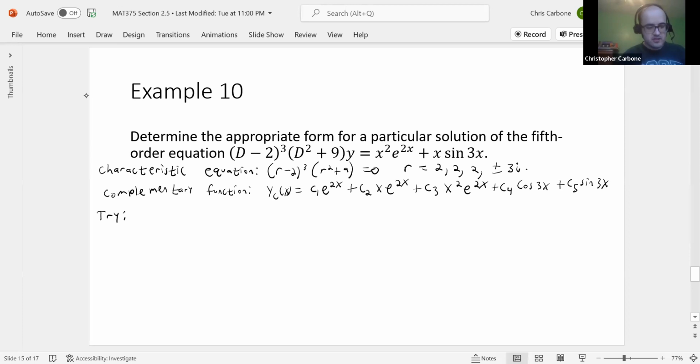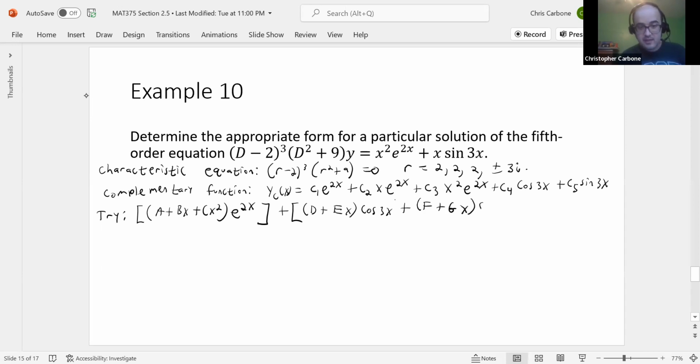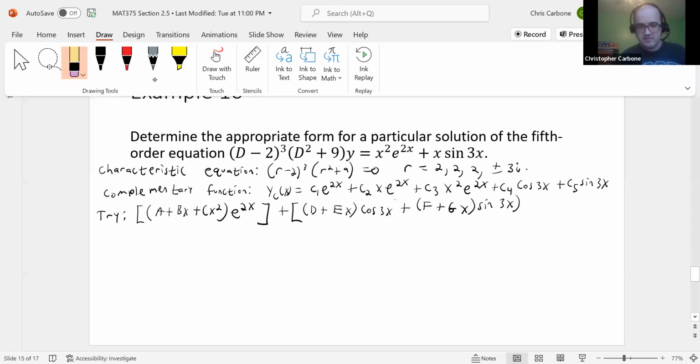So we want to try for the particular solution the following. So this is going to be a plus bx plus cx squared, the whole thing multiplied by e to the 2x, plus d plus e times x times the cosine of 3x plus f plus g times x times the sine of 3x. And I should probably be consistent with my bracket. Okay.